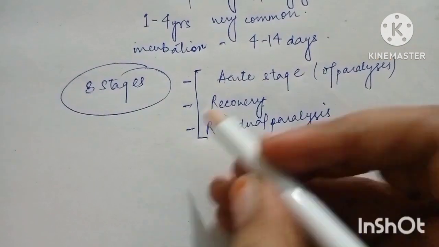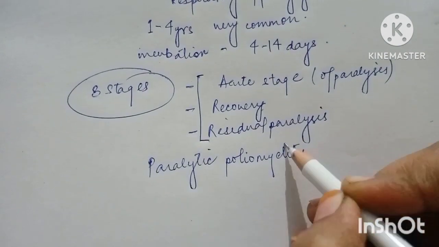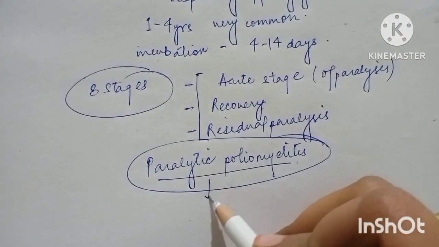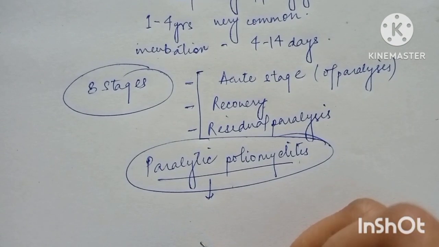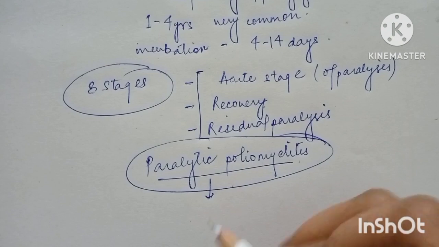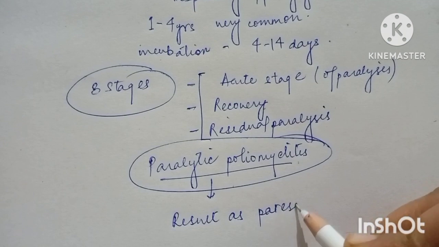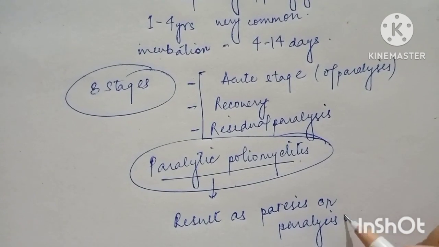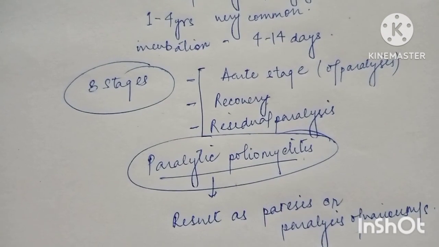Now let's talk about paralytic poliomyelitis. Let's elaborate on this. It involves the motor nerve cells of the spinal cord. It affects the motor nerve cells involved in the spinal cord and results in paralysis of various muscles.